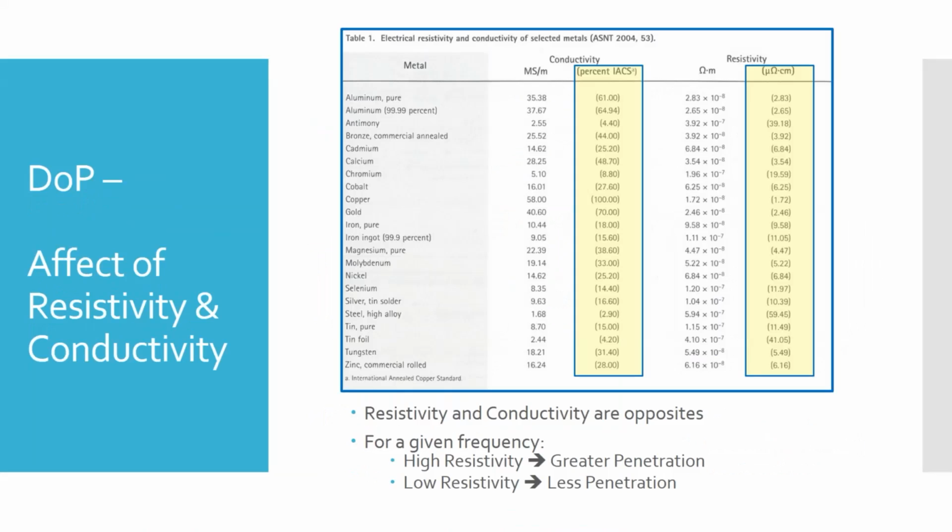Here's a table of different materials. We can't change resistivity and conductivity, but we have to understand that they're going to have an effect on this. Resistivity and conductivity are opposites. For a given frequency, if you have a high resistivity, you'll get greater penetration. If you have a low resistivity, you'll get less penetration.